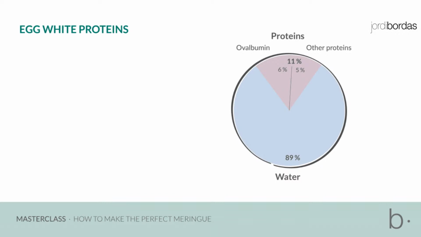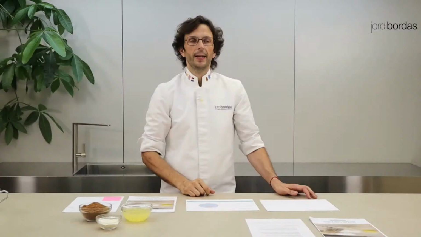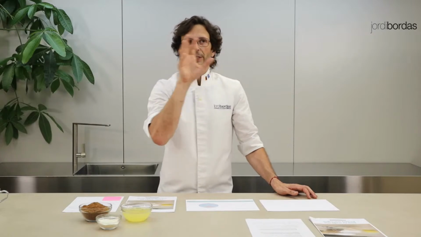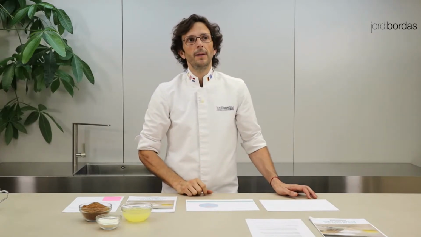The big protein that we have in egg whites is ovalbumin. That is the main protein that we have inside. But then we have small quantities of different proteins, and all of these proteins, this 11%, is going to work for us to give us the capacity to introduce air inside of our meringues. And how do these proteins work? We are going to see a small drawing of how they work.